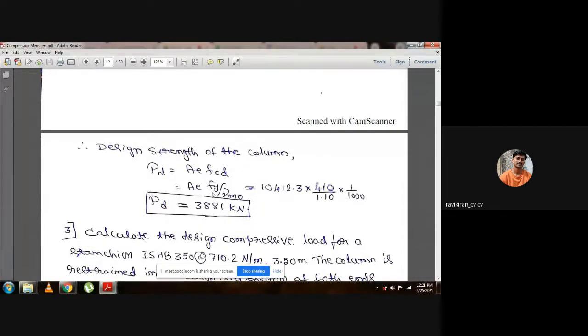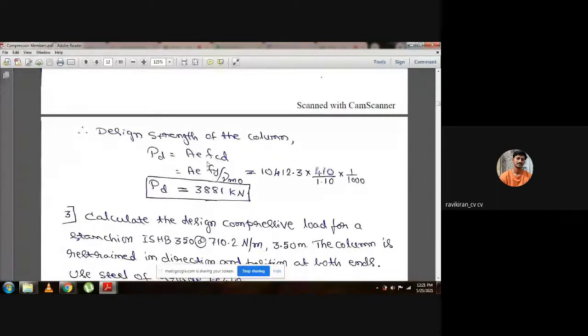Okay. Now in the previous problem, we have solved this FCD, yield strength to factor of safety. Yield strength here in this problem is given as 410, and the effective area we calculated is 10412.3. So multiplied by 1 divided by 1000 will give us the result in terms of kilonewton. Design load is equal to 3881 kilonewton.